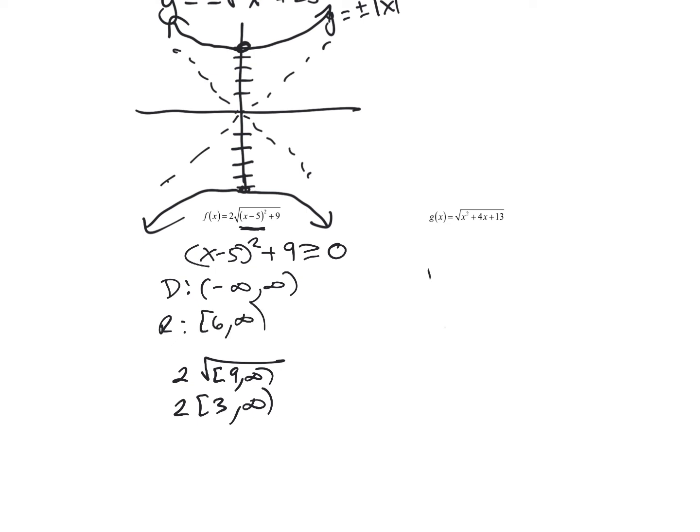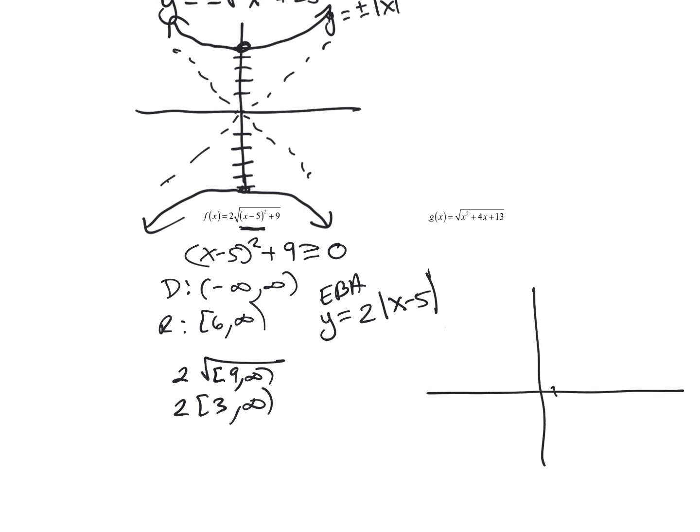In terms of the EBA, same idea as before, but notice not only x is squared. So the EBA isn't just going to be the absolute value of x. In this case, the EBA coming out of the square root piece would be the absolute value of x minus 5, and then I'm going to multiply it by 2. So my EBA is y equals 2 times the absolute value of x minus 5. Think of the absolute value graph shifted to the right 5, and in this case also vertically stretched by a factor of 2. So let's go 5 to the right: 1, 2, 3, 4, 5.